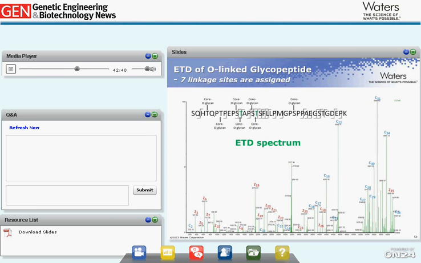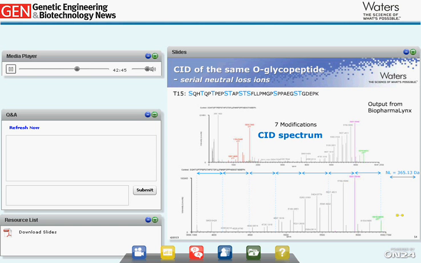And we also did a CID spectrum of the same glycopeptide. CID is actually very complementary to ETD. When we did the CID on the same O-glycopeptide, we saw consecutive neutral losses of the core O-glycans, which has a 365 Dalton shift. Then we saw 7 consecutive losses, which indicates that this glycopeptide has 7 modifications coming from O-glycosylation. So together, CID and ETD gave a lot more information on the glycosylation site and the site heterogeneity.